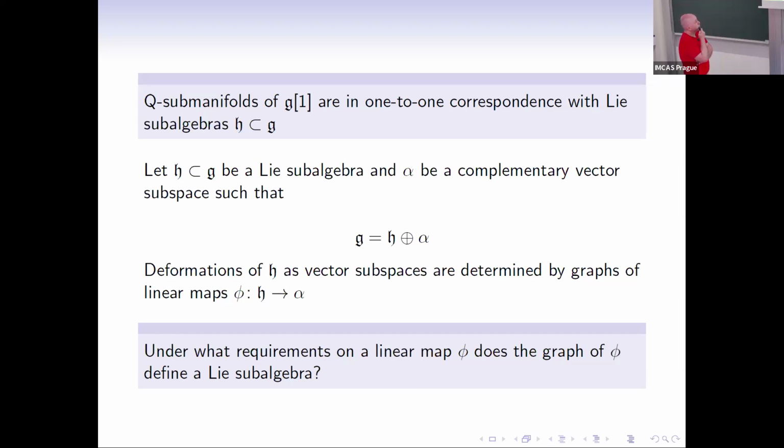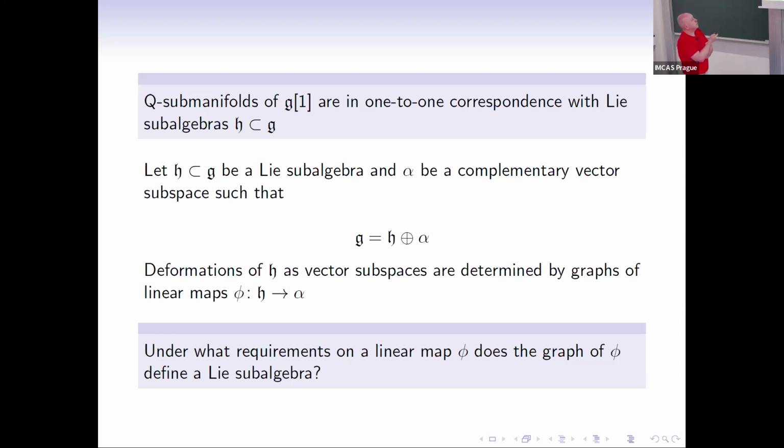And now I want to look at the following question, and I will illustrate how the deformations will be related to DG manifolds. So suppose we already have some subalgebra, so it's a Q submanifold of the corresponding Q manifold, and I want to describe deformations of it as a Q submanifold. And I want to do this by use of the following.